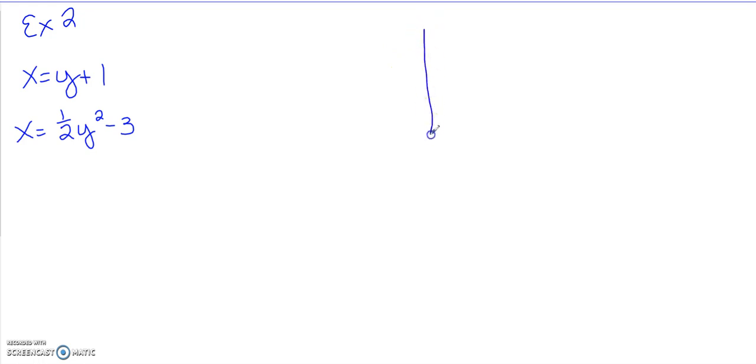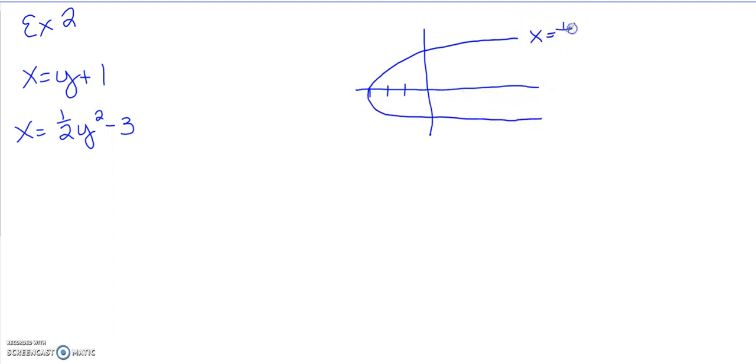Now y squared is a parabola that goes on its side. That minus 3 means we're going to drop this little guy back 3. Go like that. And this is going to be x equals 1/2 y squared minus 3.